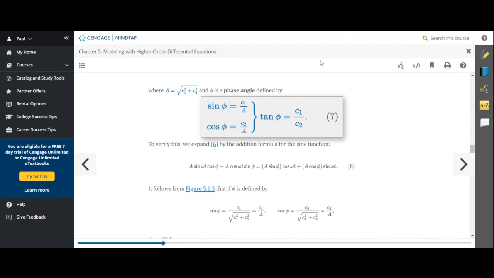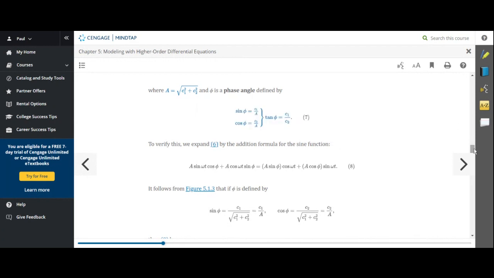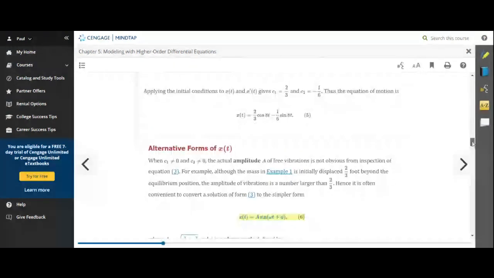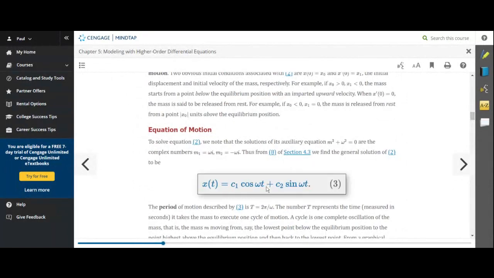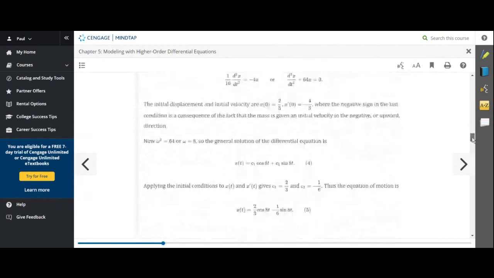But okay, so what they do is they expand equation 6. Well, all right, so I want to say this the right way. Eventually, we want to show that equation 6 equals this equation 3. If we can do that, then you can see that equation 3 would equal equation 6, which has the phase shift in it. Okay, so you go down here.